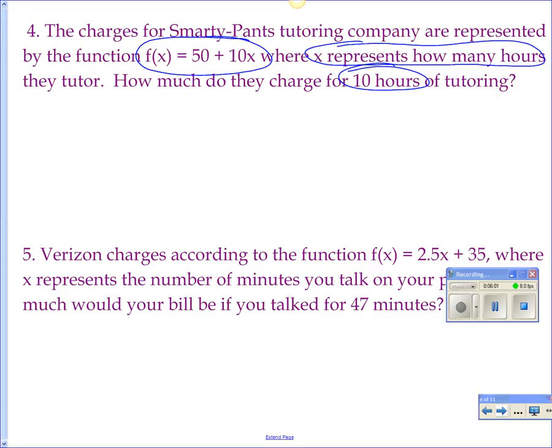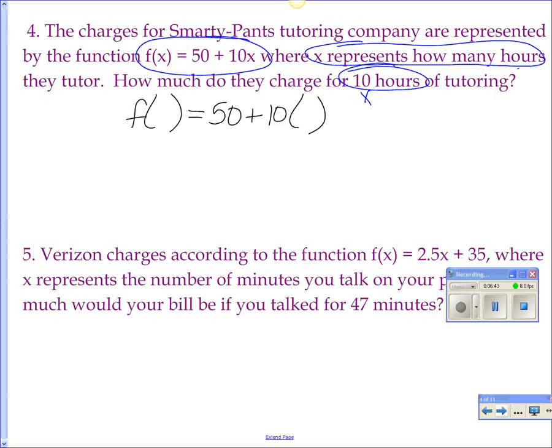X represents hours. Well, right here, they tell us 10 hours. So 10 is going to go in the x spot. So let's set up our frame. F, empty set of parentheses, equals 50 plus 10, empty set of parentheses.